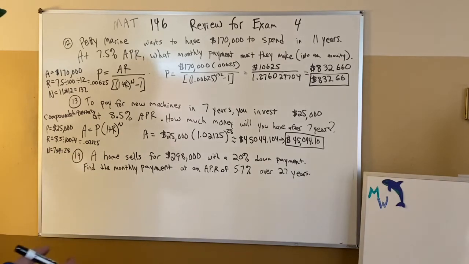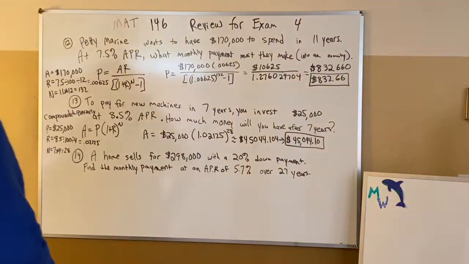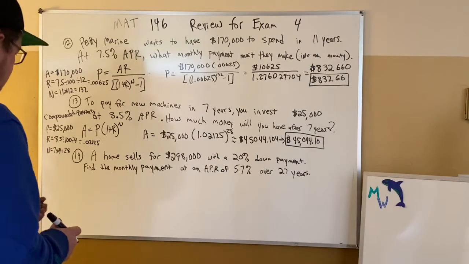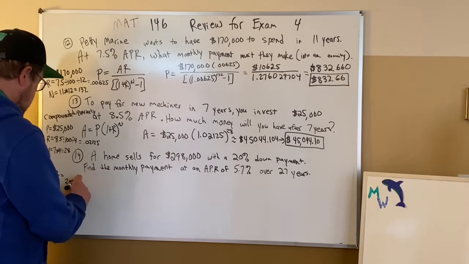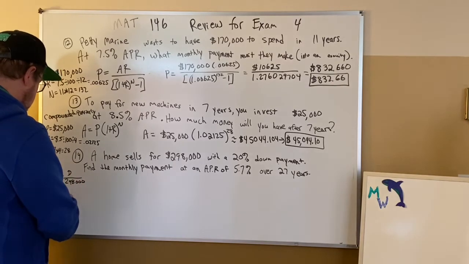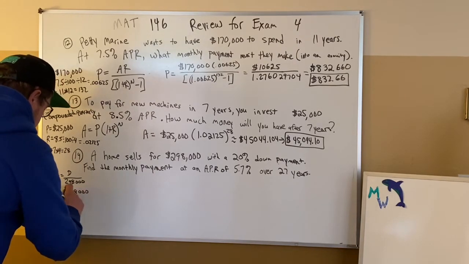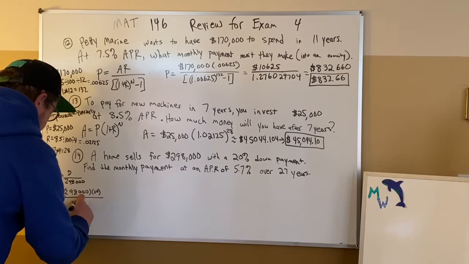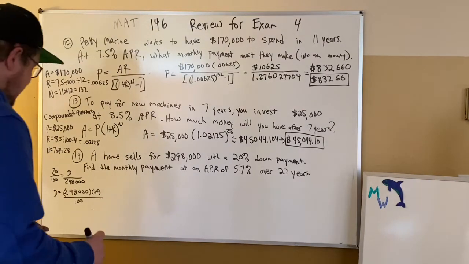And now we begin our loans questions. This is the first time we're borrowing money in this review. Number 14. A home sells for $298,000 with a 20% down payment. Find the monthly payment. So we've got to figure out 20% of $298,000 to find the down payment. So the down payment equals $298,000 times the 20 and divide by 100. Okay, so we got 298, 1, 2, 3, times 20, and divide by 100. And we got $59,600 down payment.